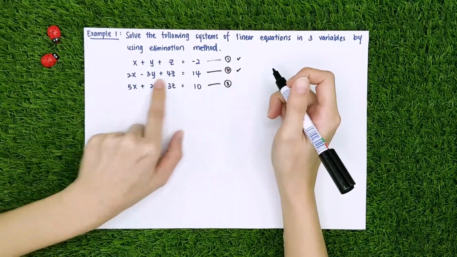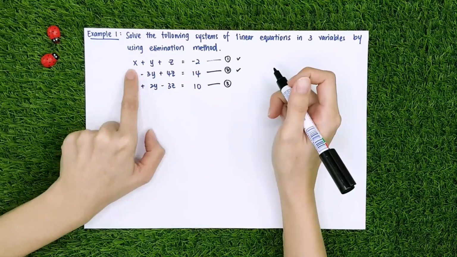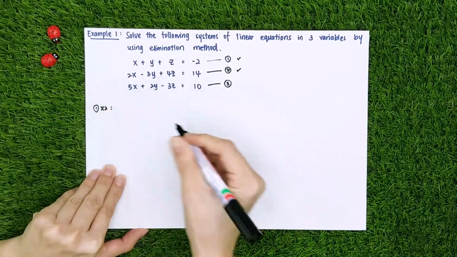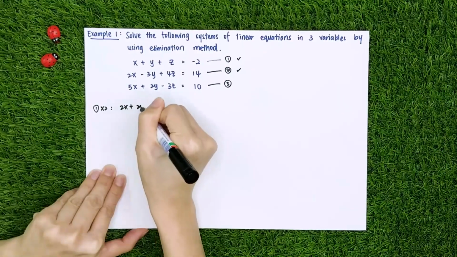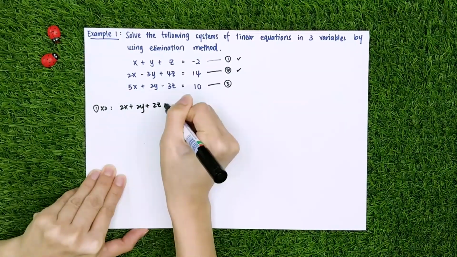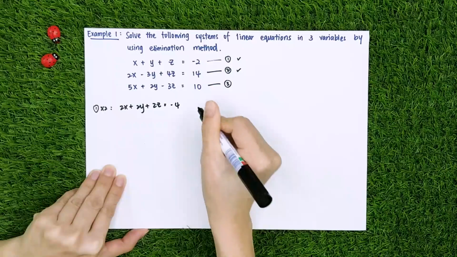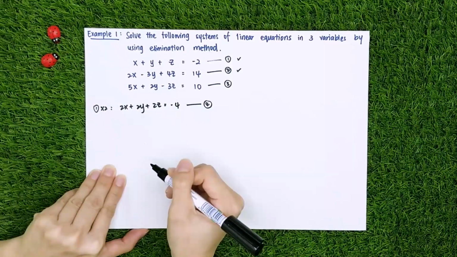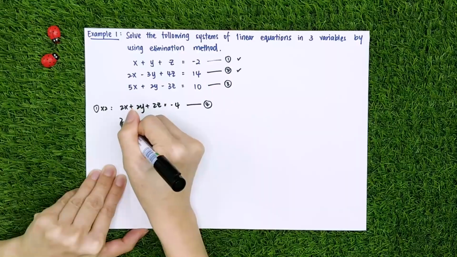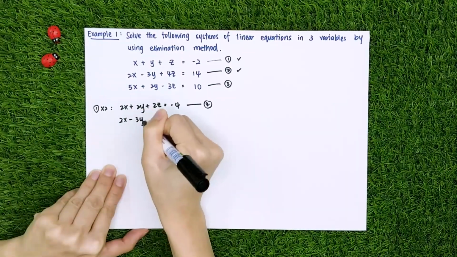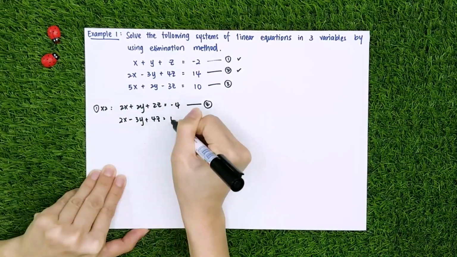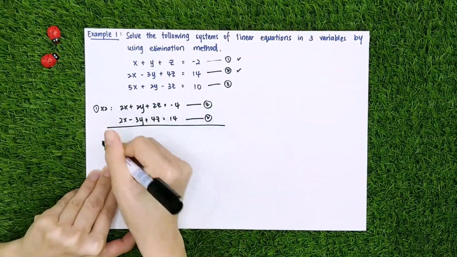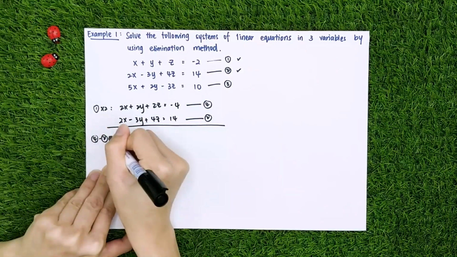So equation 1, I can times 2 to get 2x. Equation 1 times 2, I will get 2x plus 2y plus 2z equals minus 4. This is my new equation, which I label as equation 4. Here is equation 2: 2x minus 3y plus 4z equals 14. Now I will subtract equation 2 from equation 4.